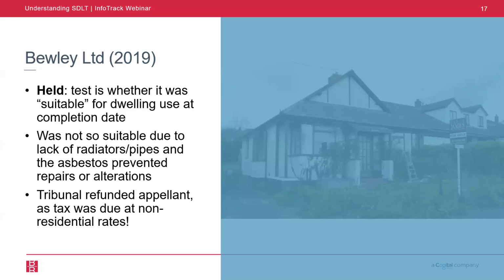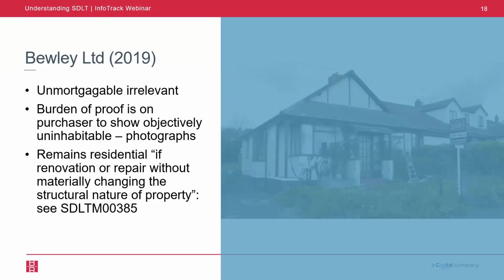And the result of that, ironically, was that the appellant paid less tax by virtue of the revenue making an assessment, because less tax was payable under the non-residential rates than under the standard rates that the company had paid. A couple more points. The tribunal understandably stressed that the fact that the property was unmortgageable wasn't determinative. In fact, they argued that it was irrelevant. Again, the burden of proof is on the appellant to show that the property in question was objectively uninhabitable at the date of completion. And probably crucially in this case, the purchaser was able to rely on photographs of the internal part of the property to demonstrate how unsuitable it was.